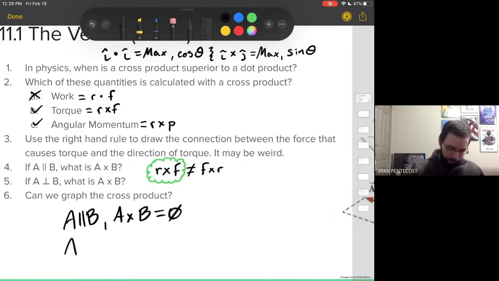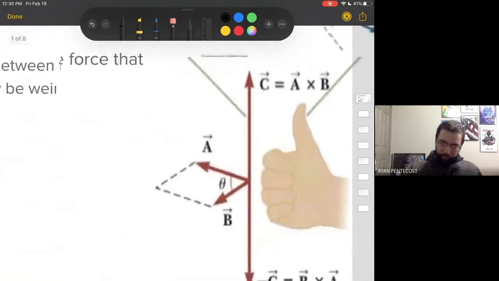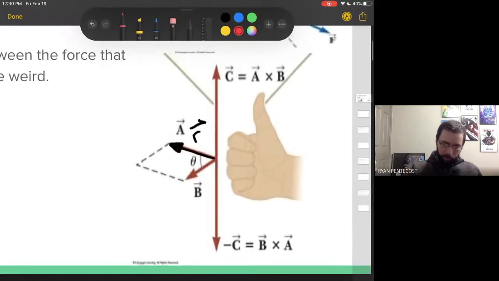Now, if A is perpendicular to B, A cross B is simply the product of the absolute value of A and the absolute value of B. Now, can we graph the cross product? We can. So here, we can see that, say this vector right here is our radius. Say that's our position vector R. Let's say that's R. And let's say that this is F.